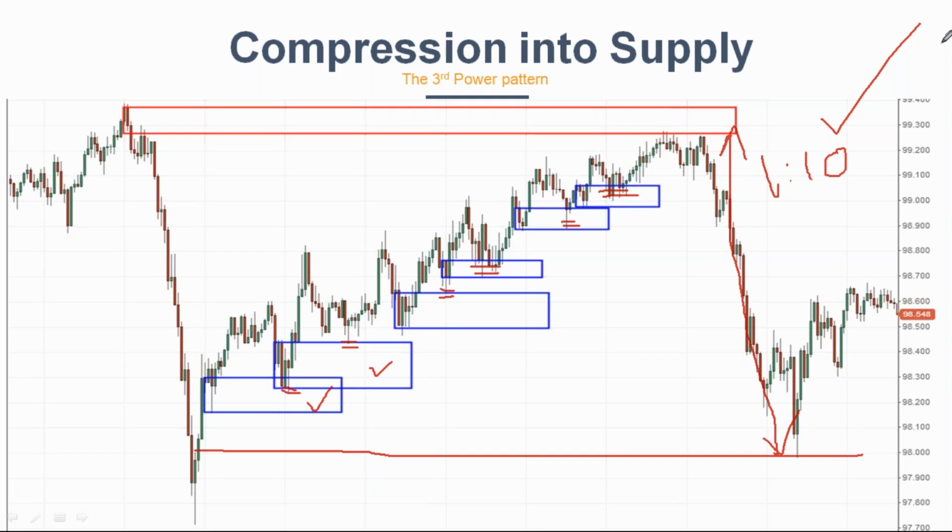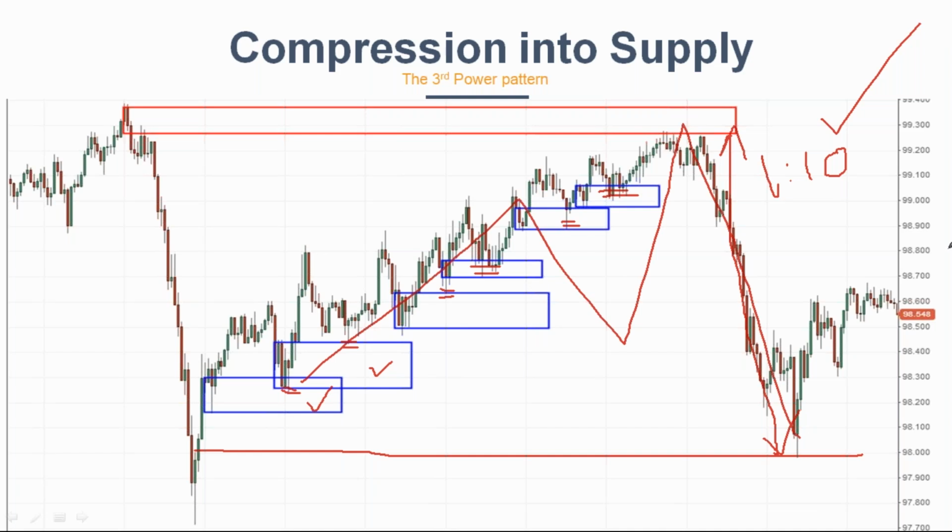Okay, exactly. That's right, Pratik. It may also reverse before reaching the power zone? Yes, of course it can reverse, but eventually we will wait for this trade only.